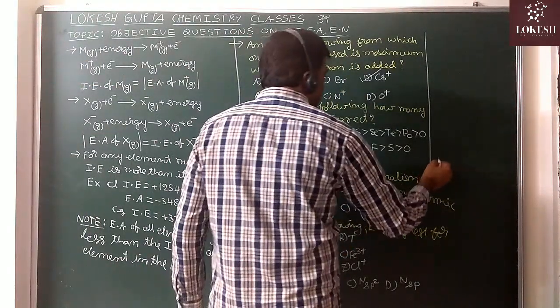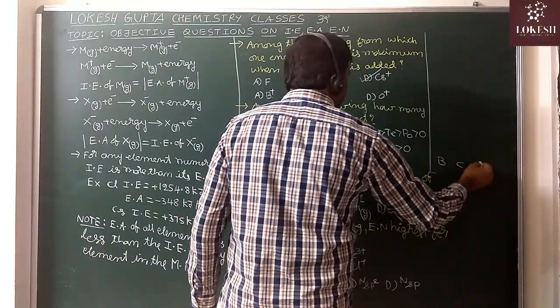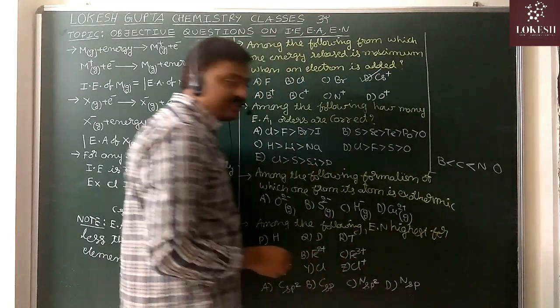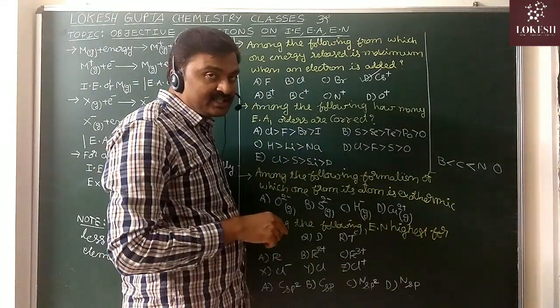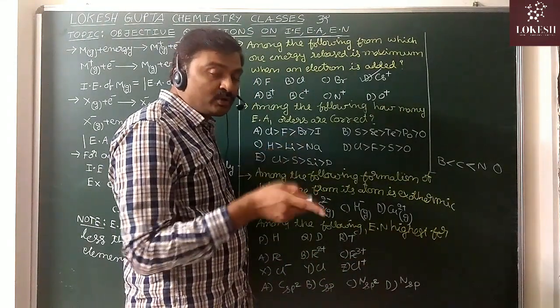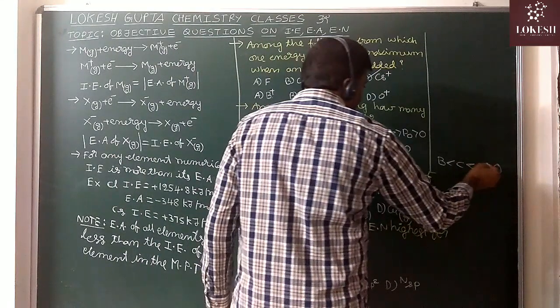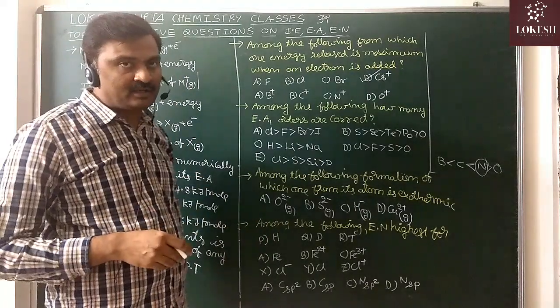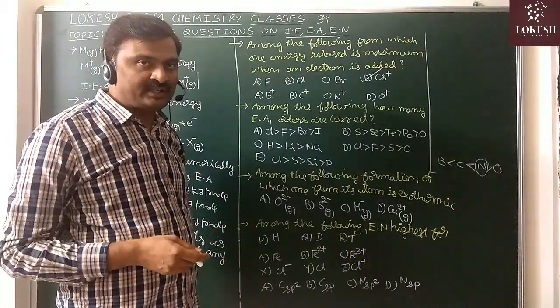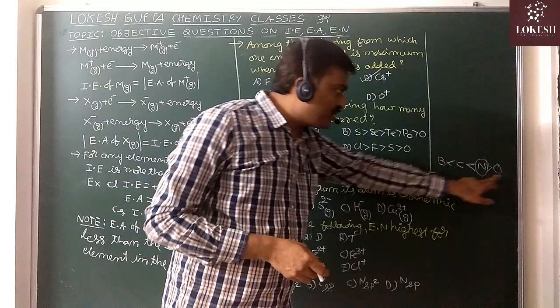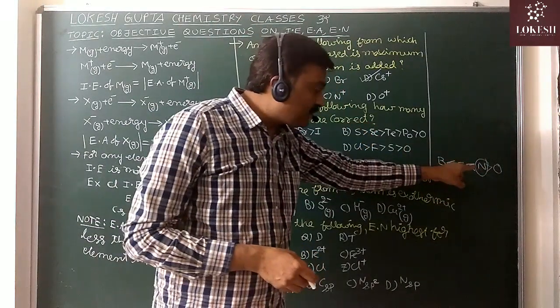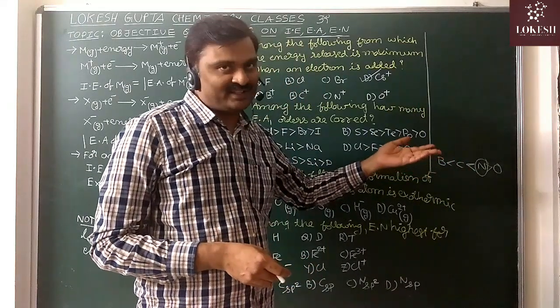We know boron, carbon, nitrogen, oxygen. In periods, from left to right, ionization energy increases. But ionization energy of nitrogen is more than that of oxygen. Why? Nitrogen has a half-filled 2p subshell, a stable electronic configuration, due to that reason. So among these four elements, to remove an electron from nitrogen, maximum energy is required.